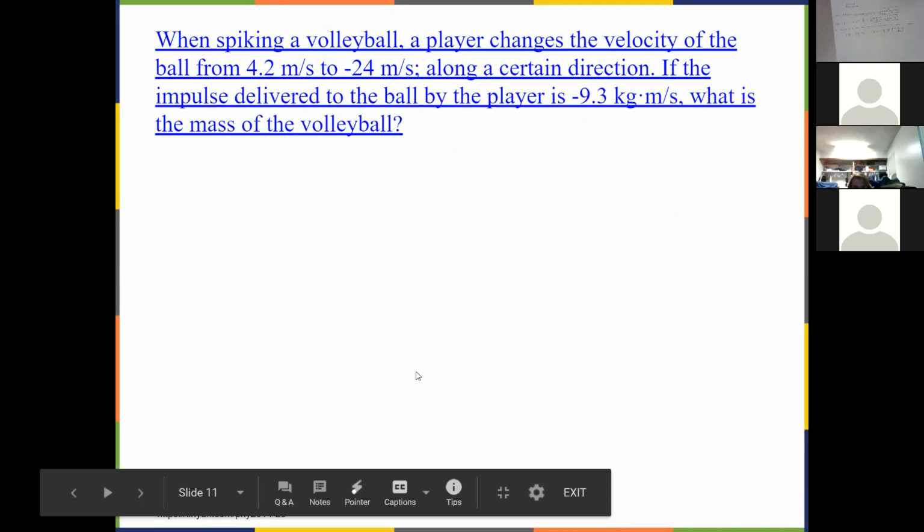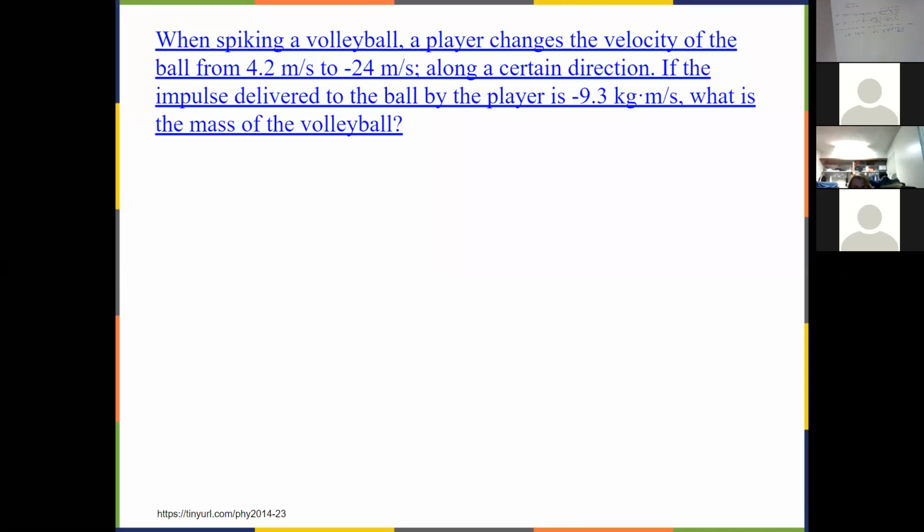All right. So let's take a look at one example here. This one says when spiking a volleyball, a player changes the velocity of the ball from 4.2 meters per second to minus 24 meters per second along a certain direction. So this is assuming that the ball is just moving in one direction. Okay, so then you use the negative and positive signs to indicate the directions. All right, so initially the ball has positive velocity and then it changed to negative velocity. If the impulse delivered to the ball by the player is minus 9.3 kilograms times meters per second, what's the mass of the volleyball?